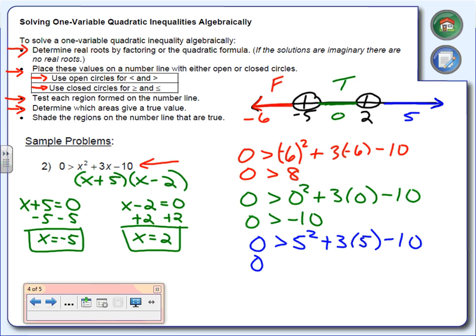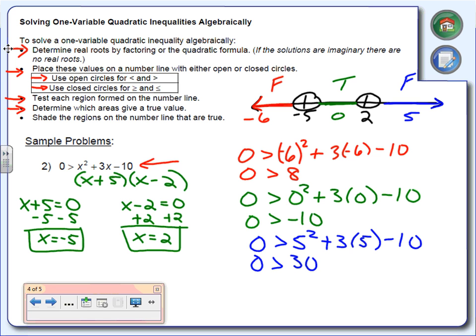So let's see what we get. 5 squared plus 3 times 5 minus 10 would result in a what? What are we going to get? 30. Is 0 greater than 30? No. That is false.